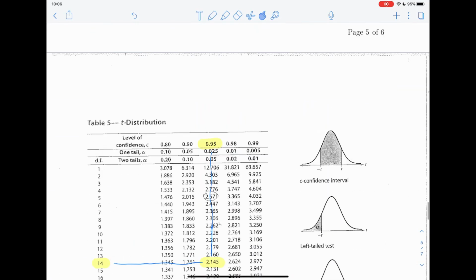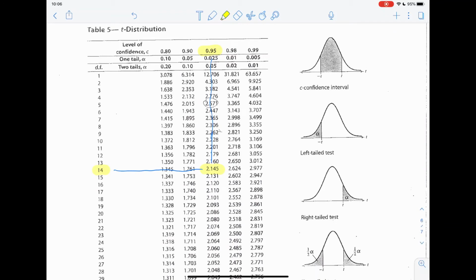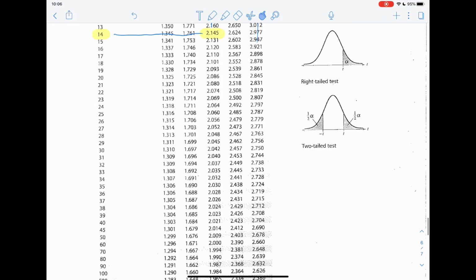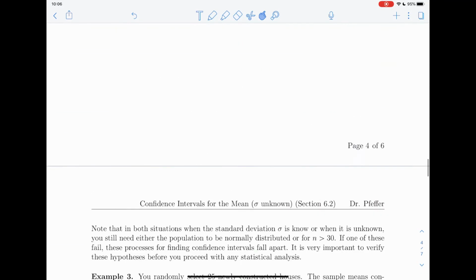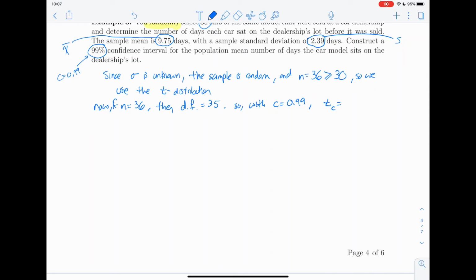Let's jump down to the table and see what we get. So in this instance, we'll highlight in orange, we're going in 0.99, so that's going to be this column. And we want to go all the way down to a degree of freedom of 35. So that's going to be down here. So the row that we're going to be looking at is right there, which means that the point of intersection is 2.724. We're going to take that critical value, T sub C, import that back into our problem. T sub C is apparently now 2.724.